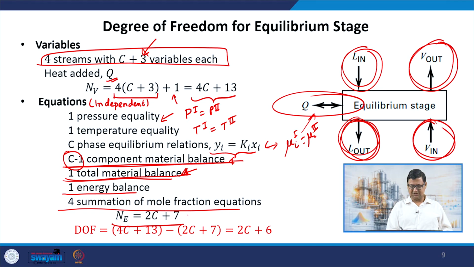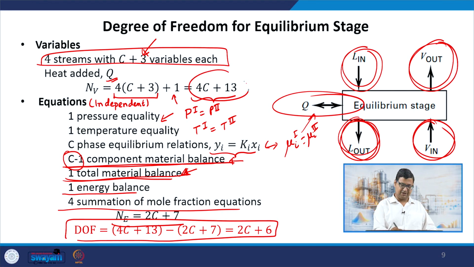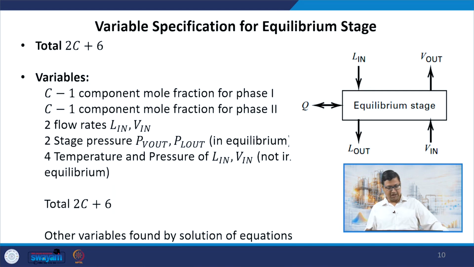Total number of equations is 2C plus 7, and therefore we can now calculate the degree of freedom. It's 4C plus 13 minus (2C plus 7), that is equal to 2C plus 6. That is the number of degrees of freedom for every stage in the cascade. So now, what can be possible choices for the 2C plus 6 variables, right?